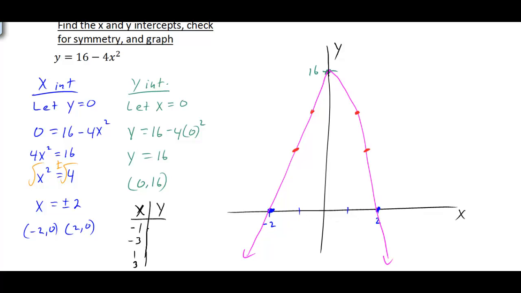And of course, if we look at our x-intercepts, this point would fall on top of this point. So we could see that every single point when we fold on the y-axis would fall right on top of the other point on the opposite side. So this graph then is symmetric with the y-axis. And we have x-intercepts of negative 2, 0 and 2, 0, and y-intercept at 0, 16.